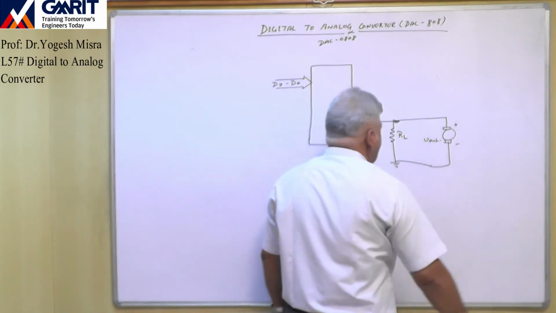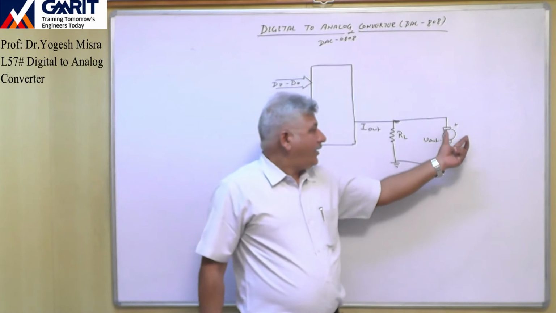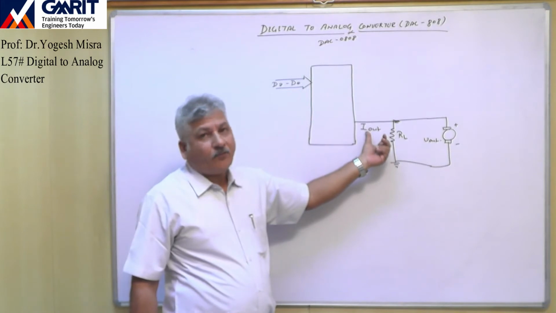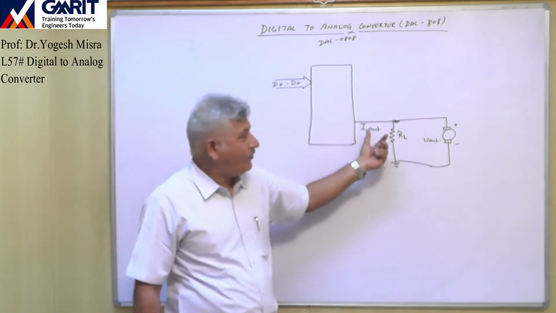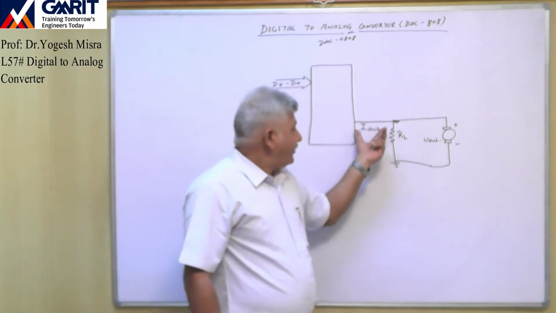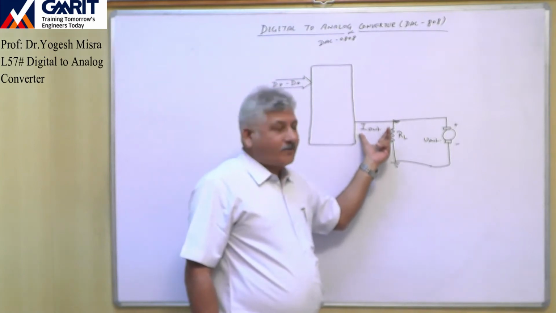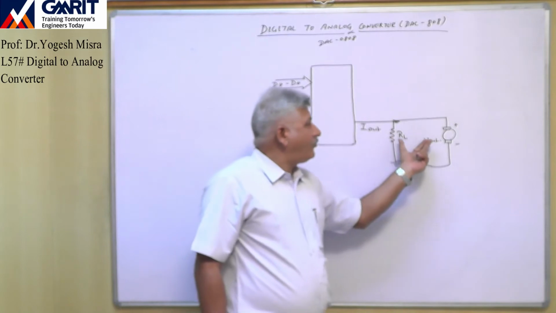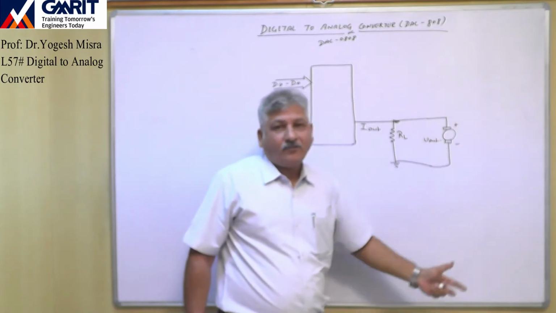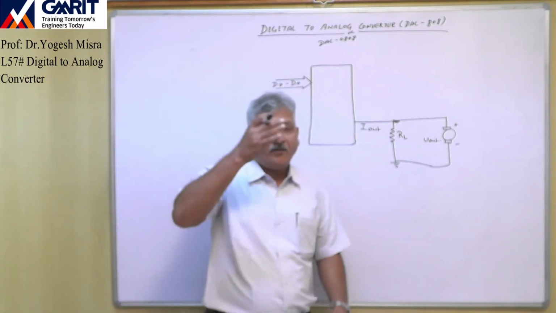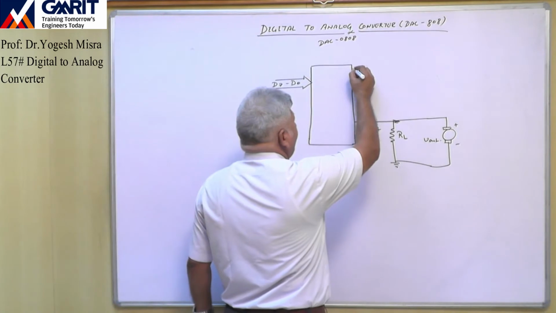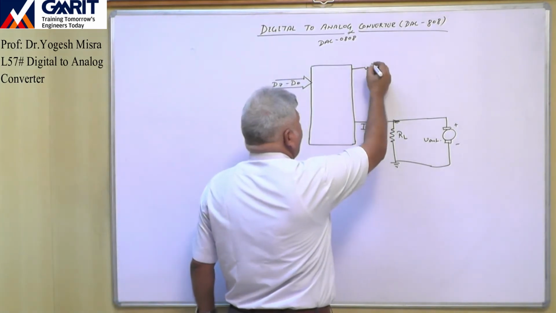This is the plus end, minus end, and you can vary the speed of this motor if we are able to vary the amount of this output current. The output current value depends upon the digital input. So if we change the digital input, then the I out value will also change, and then the output voltage will change, and then the speed of this motor will also change. In this way we can control the speed of a fan or compressor of the air conditioner, anything.